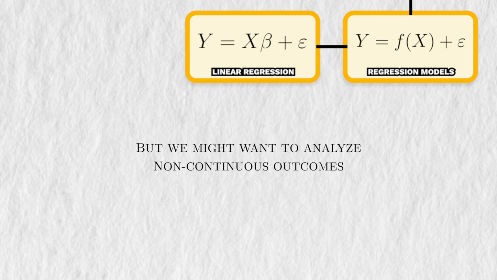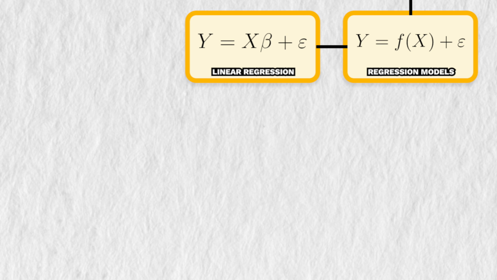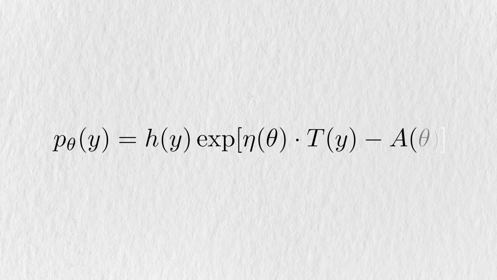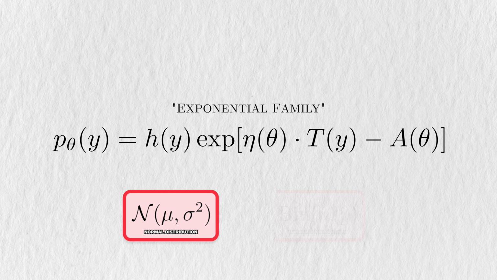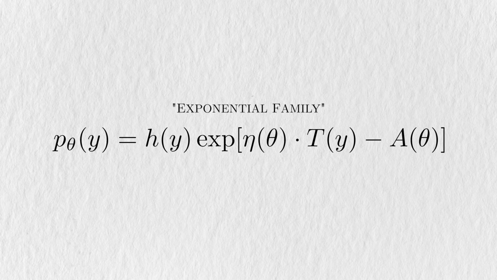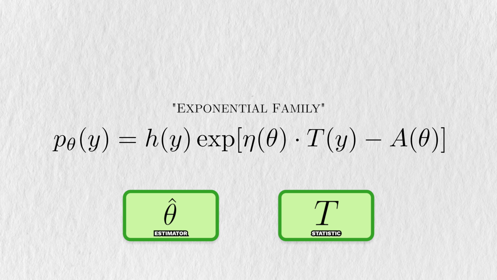But we may have outcomes that aren't continuous, so linear regression won't cut it here. To account for different outcomes, you'll learn about the generalized linear model, or GLM. If you can assume that your outcome comes from a special distribution called an exponential family, then you'll have access to the GLM. We mentioned the normal and binomial distributions earlier, and in fact, they're also exponential families.